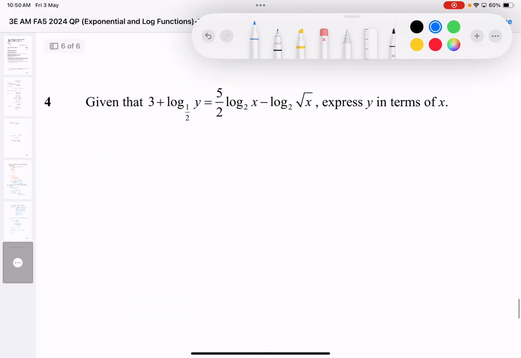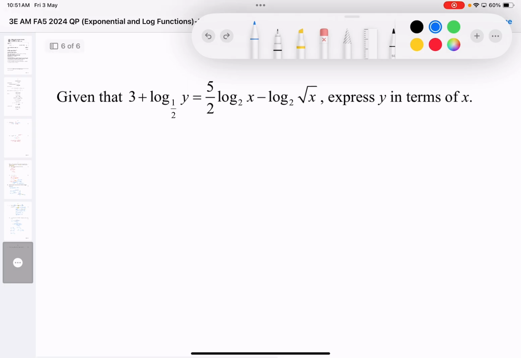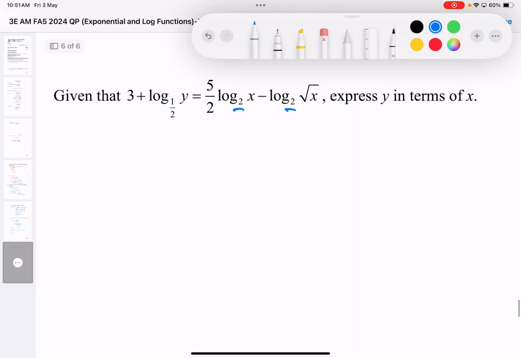Okay, come, the next one. Given that this whole thing is this, express y in terms of x. Now, I told you before, this one, you need to change everything to the same base. And I told you before, usually we will change everything to the lowest base. But there's an exception. Generally we don't change to a fractional base. Alright, so we'll change to the base that is the lowest, but it's a whole number. Alright, so we know that this is base 2, so let's change everything to base 2.